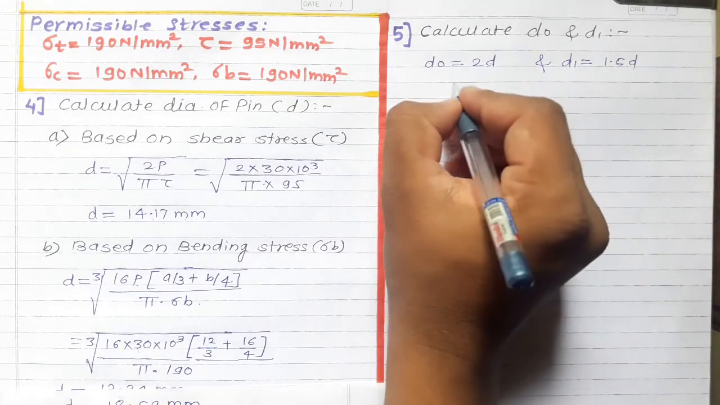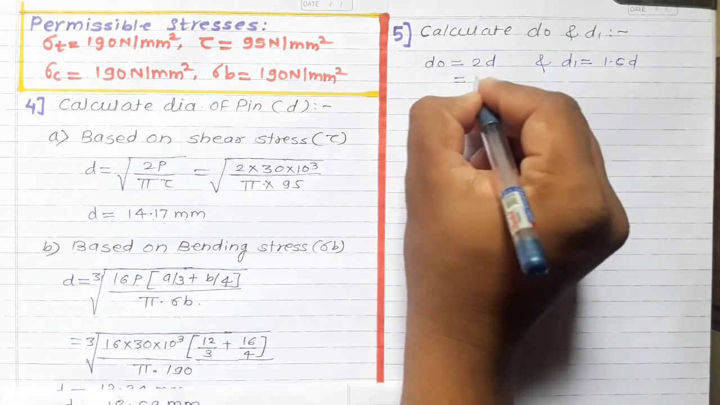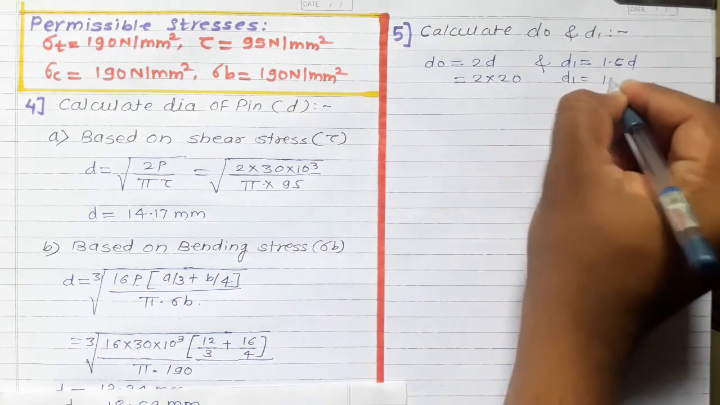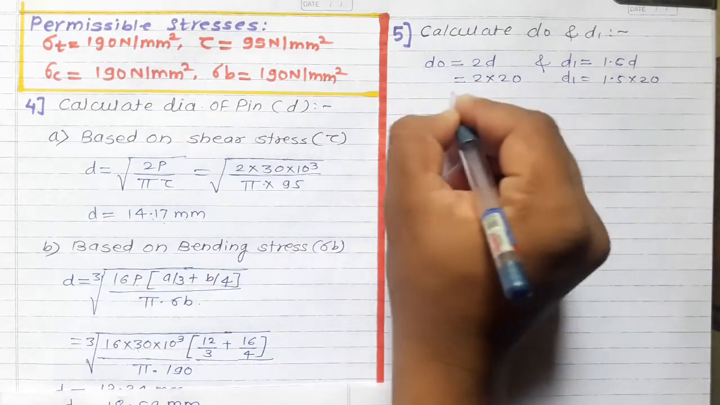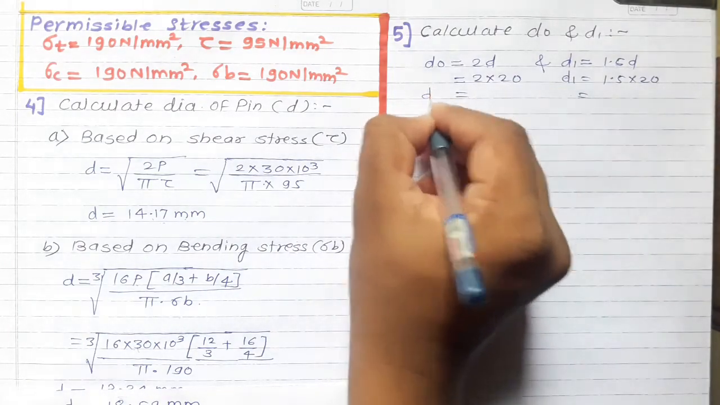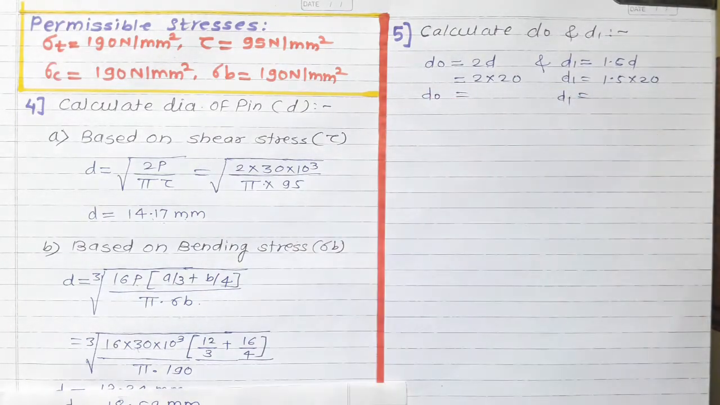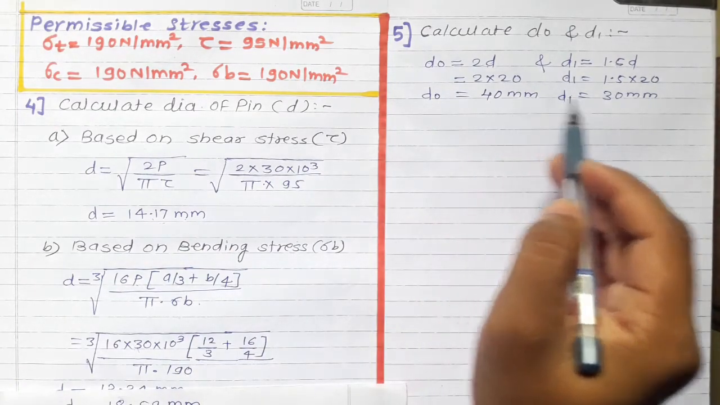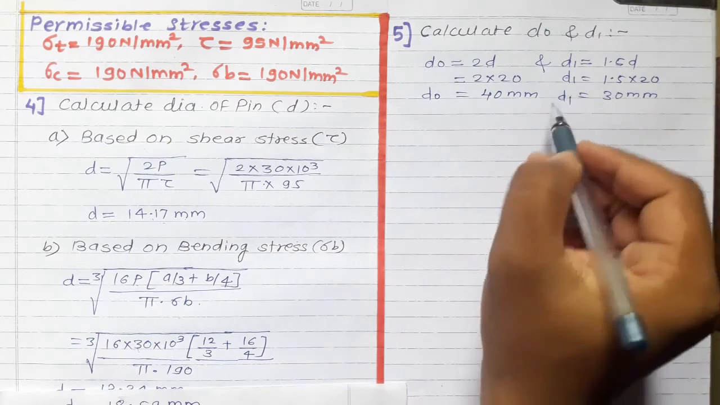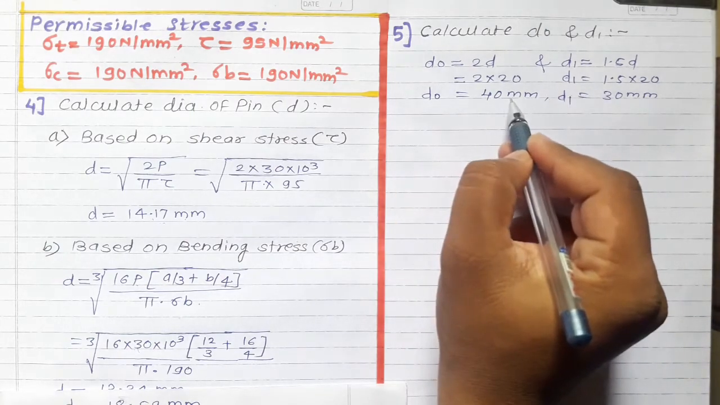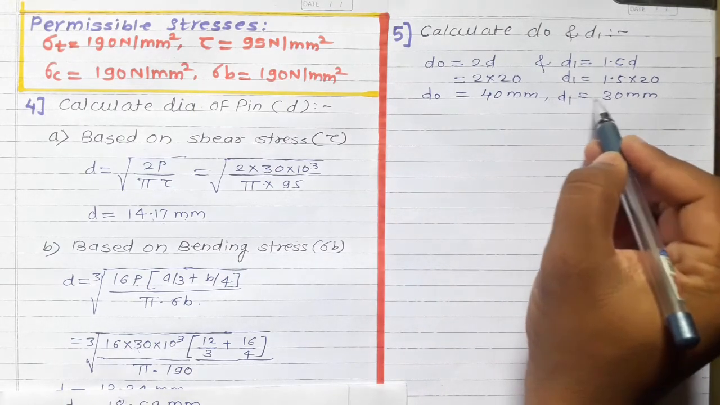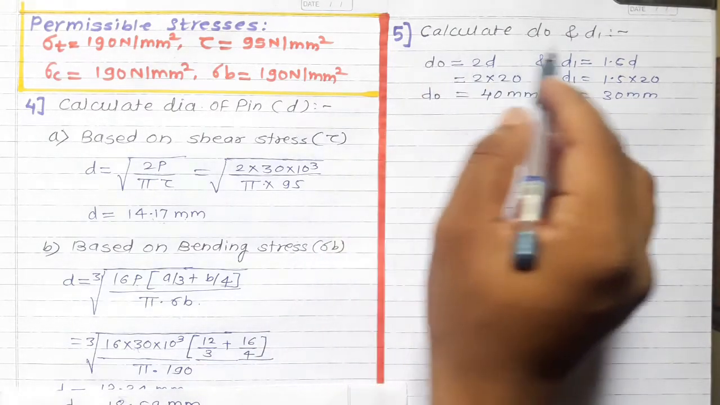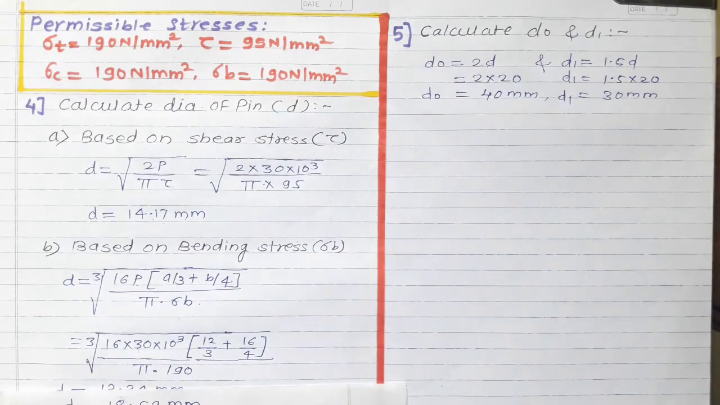So let us put the value of this small d and let us calculate the value of D0 and D1. So the answer of D0 is 40 mm and answer of D1 is 30 mm, where this D0 is the outer diameter of fork and eye and D1 is the diameter of pin head. So with this step we have completed the step number 5, that is calculate D0 and D1.